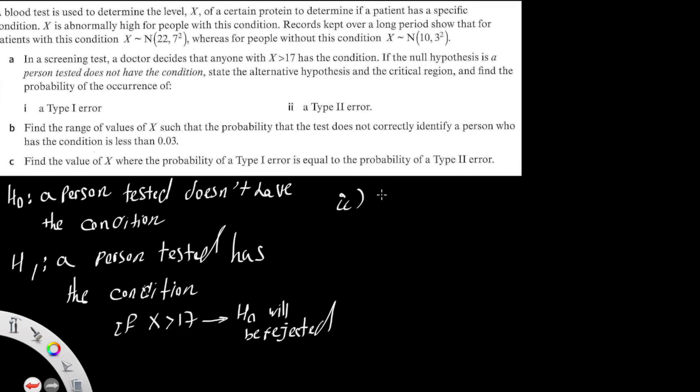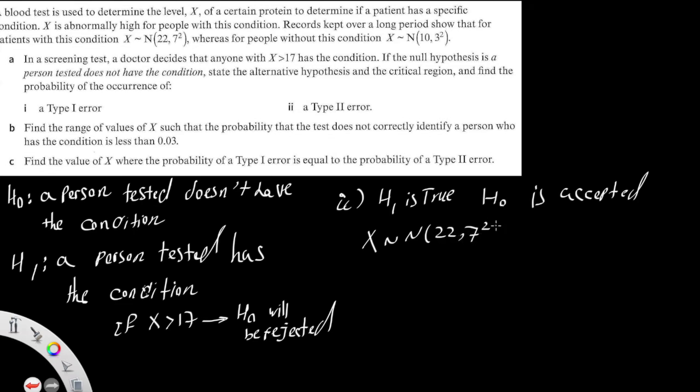Now, second part, probability of type 2 error. Type 2 error means that H1 is true, but H0 is accepted. H1 is true means that x will have the condition. So people with this condition will have normal distribution with 22 and 7 squared. So you are going to accept H0. H0 will be accepted if x is less or equal to 17.